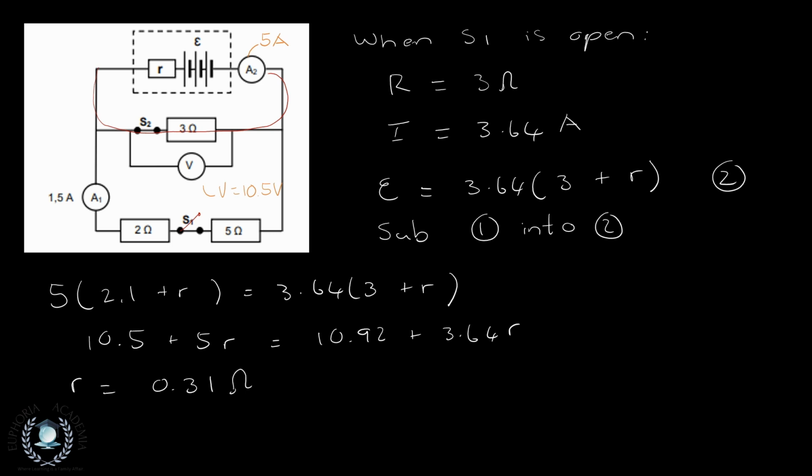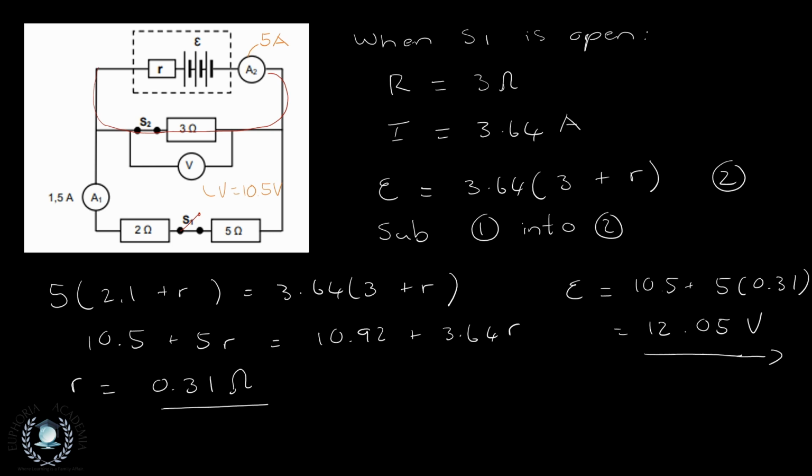You can basically substitute this answer into any of the equations that you created, either 1 or 2, and it's going to give you the answer that you need. I'm just going to substitute it into my equation 1. So my epsilon is going to be 10.5 plus 5 multiplied by 0.31. I'm going to find that my epsilon is 12.05 volts, and these are your 2 answers.